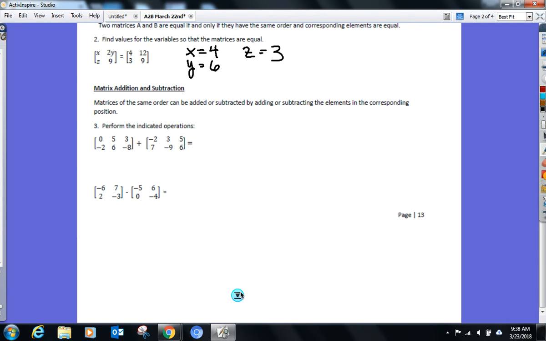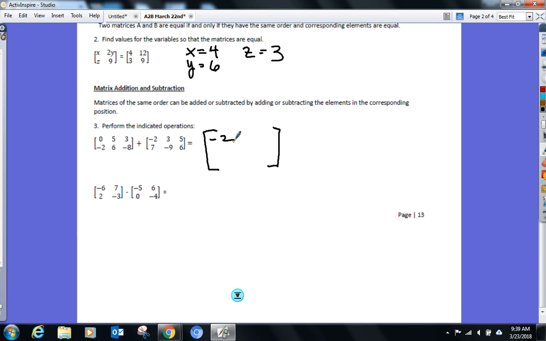Positions. So row 1, column 1 has to be added to row 1, column 1 in the other matrix. All right, so when I add these two together, I'll go slow even though I know some of you are already flying by me. 0 I can only add with what in the other matrix? What's in row 1, column 1 in the other one? -2. So when I add those two entries together, it'll be -2.